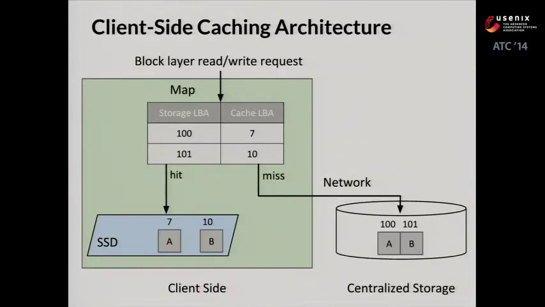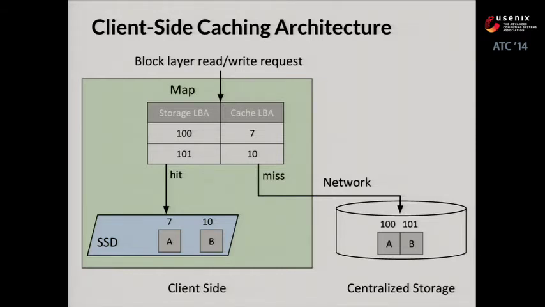In this figure, when the client makes a block layer request, the caching layer searches the SSD cache by checking an in-memory mapping table. This mapping table maps block numbers on the primary storage to the block numbers on the SSD cache. For example, the first mapping showed the block number 100 on the storage server with the content A is actually located on block 7 on the SSD cache. On a cache hit, data is retrieved from the SSD, reducing I/O latency. Otherwise, data has to be fetched from the centralized storage.